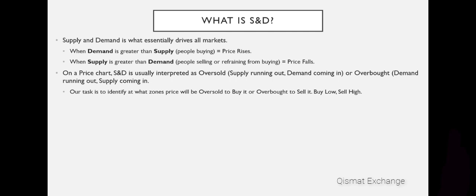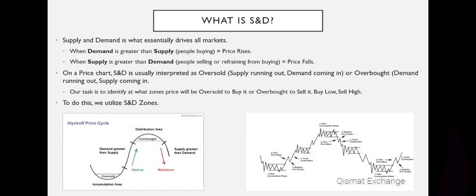And how do we do this? Well, we utilize supply and demand zones, once again combined with market structure. And there are a lot of theories. So we have the Wyckoff price cycle, right? The market accumulating while it's being oversold. So right now demand is starting to get in. It pushes up. Then we have distribution. The market is overbought, and then supply is greater than demand. So the market starts going down.